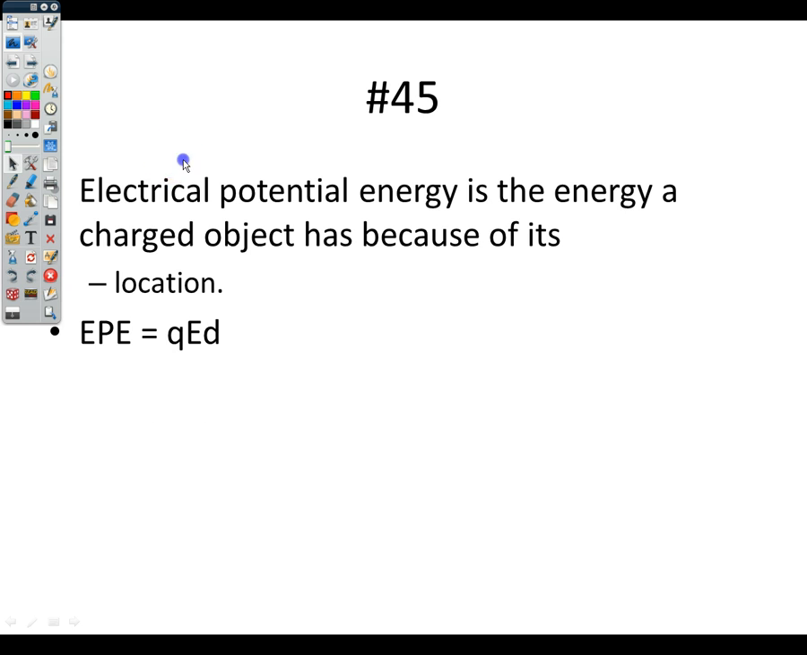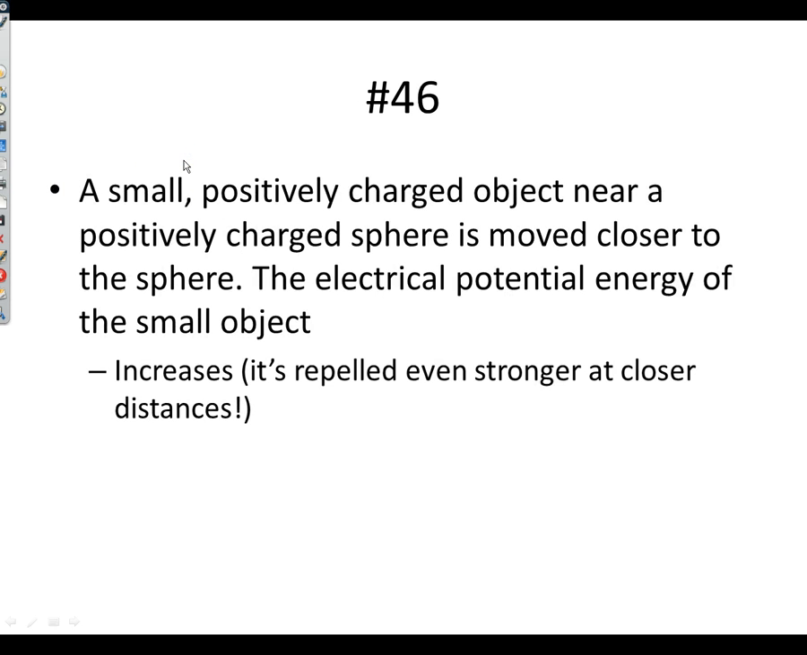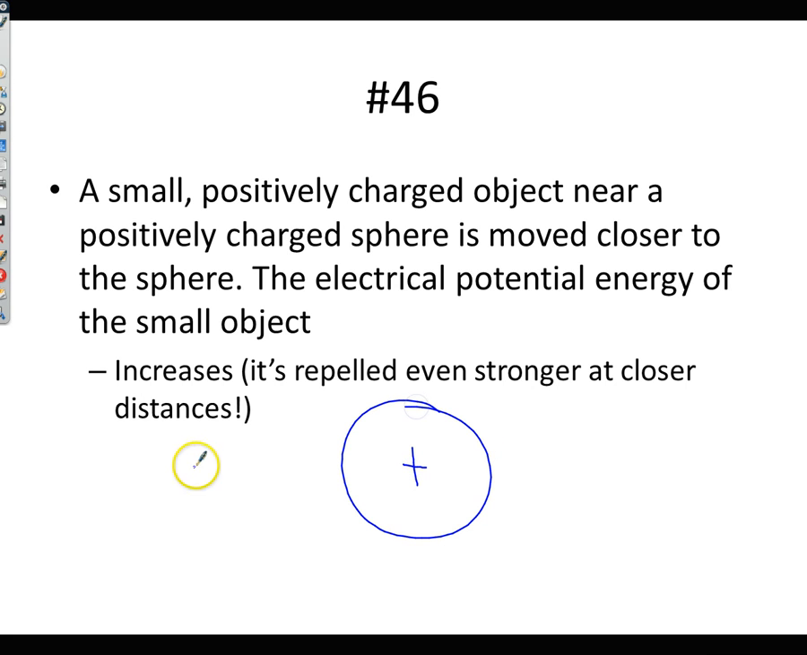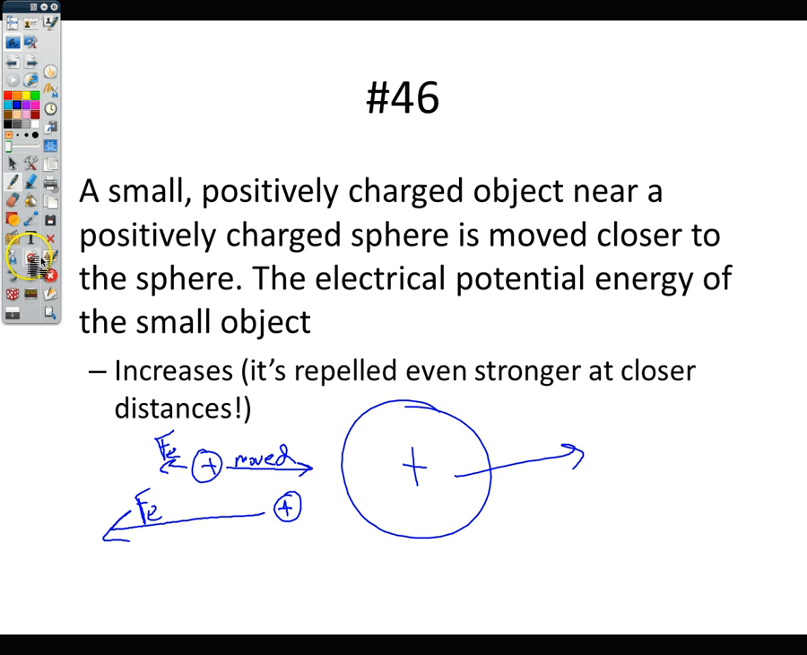For number 46, a small positively charged object near a positively charged sphere is moved closer to the sphere. The energy of the small object increases. So we can draw this one also. If I have a positive object and I take a little positive piece and move it closer to it, we know that when I get it to about here, the strength of repulsion is really big compared to what it would be right here. So I'm moving it in this direction. This is the force. If I get it closer, that electrical force will be bigger between the two, and they both push each other out with the same amount of force because of Newton's third law.